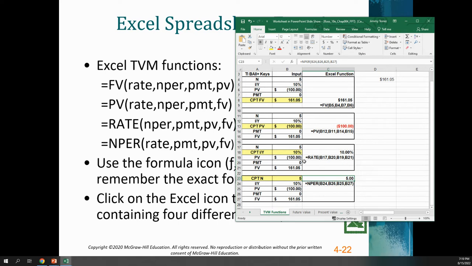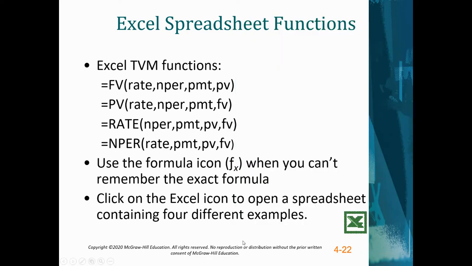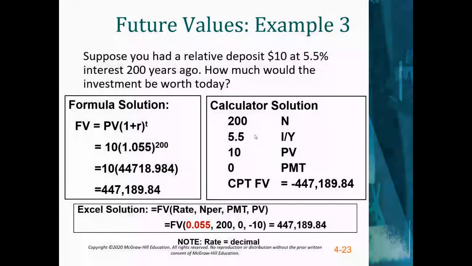Did we do the rate? I'll do it again if I hadn't. So B17 is the number of periods, 5. B20 is the payment, which is 0. B19 is the present value, which is negative 100, and B21 is $161.05, which is our future value, and that gives us the interest rate of 10%. Okay, so that's how we do it in Excel.